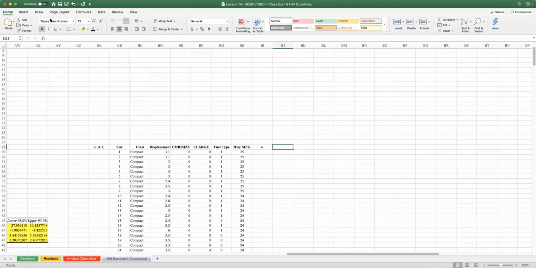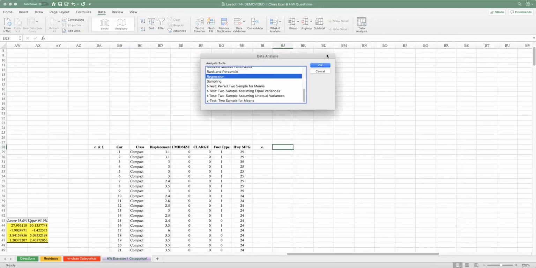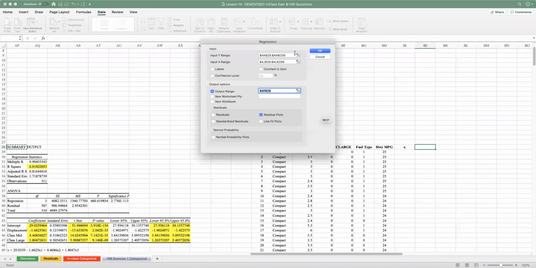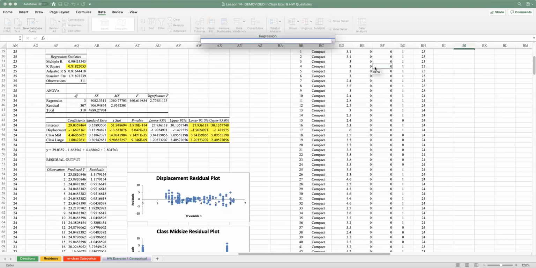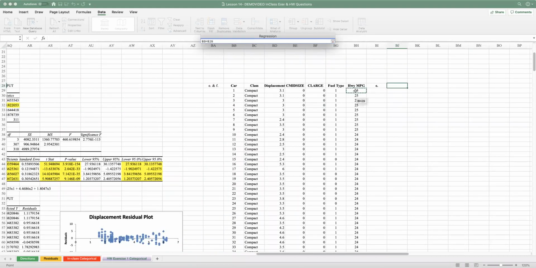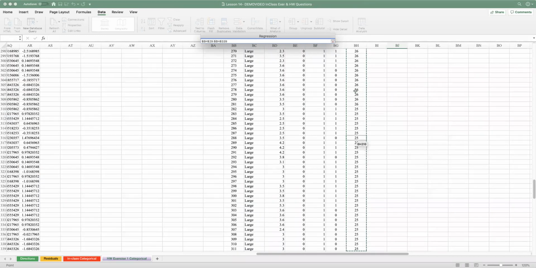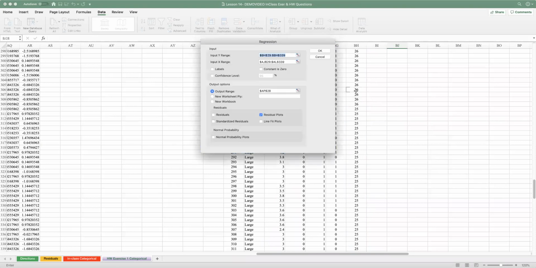Okay, so first thing we're going to do is data analysis, regression. All right, again, you got to be careful. So we're going to do the Y range again, which is fuel displacement. Again, shift control down arrow. Put you down the bottom. Yep. Okay, so we got BH, wonderful.